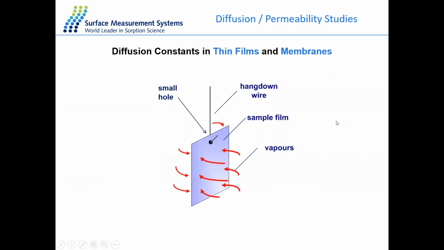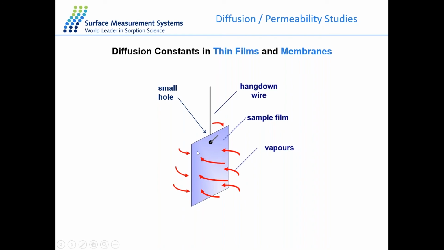But today I'd just like to focus on the diffusion and the permeability measurement with the thin film sample. So to measure the diffusion constant of a thin film sample, we basically have two different ways of performing the experiment. We can either put the whole piece of film directly on our sample pan, or we can make a hole in the middle of this film and put it directly on the Honda wire, like this one.